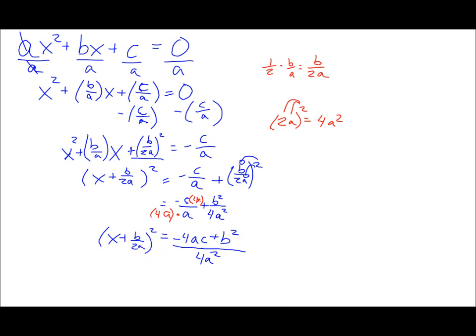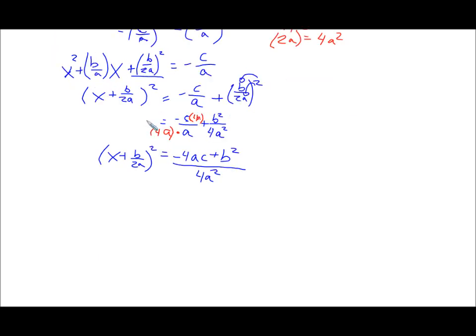I'm going to scroll down a bit. We are set up to take a square root. Here's what I do in red. Take the square root of both sides. We want to get x by itself. We want to isolate x, solve for x. Taking the square root of this is not going to give me x, but it's going to give me what's underneath the radical here, x plus b over 2a. That is equal to all this junk.